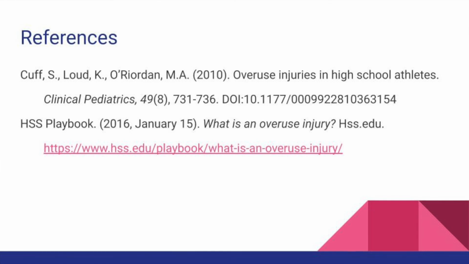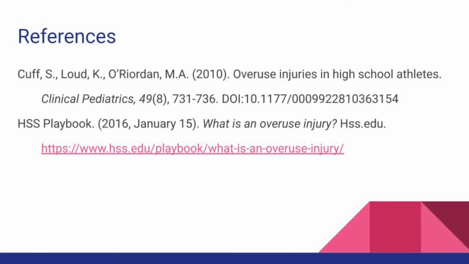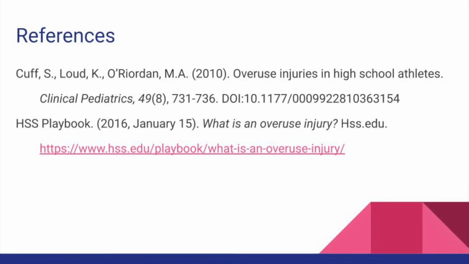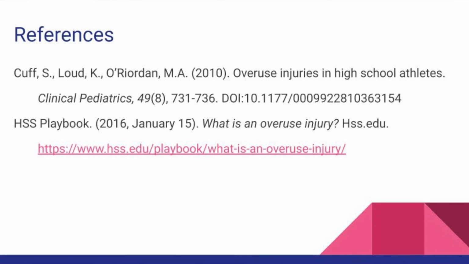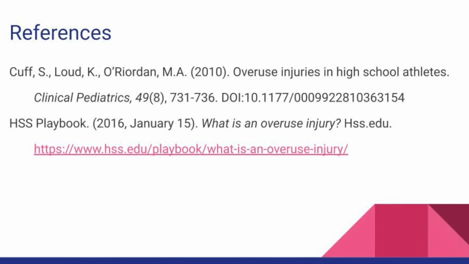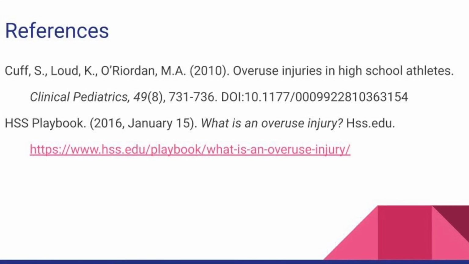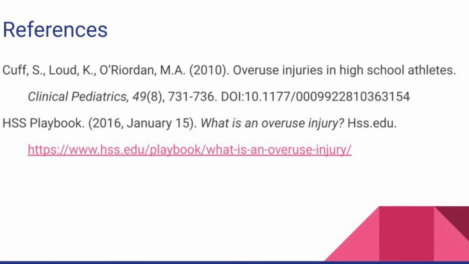So these are my references for what is an overuse injury, an example of an overuse injury, and then the prevention of overuse injuries. I used just the HSS playbook. And then for my research study that talked about the high school athletes and their overuse injuries, I used a study called Overuse Injuries in High School Athletes.